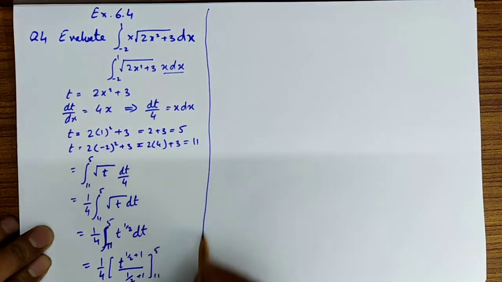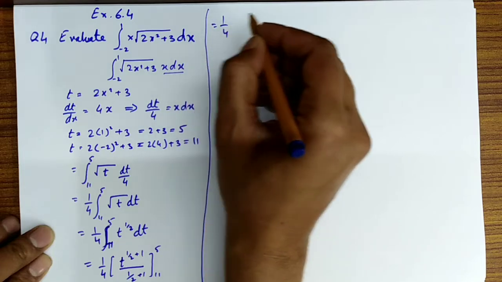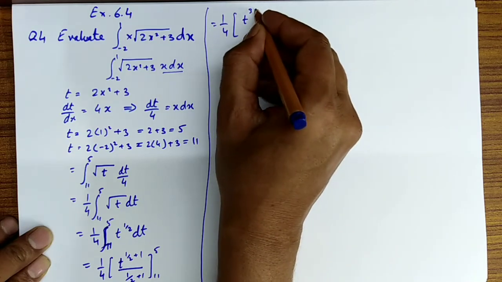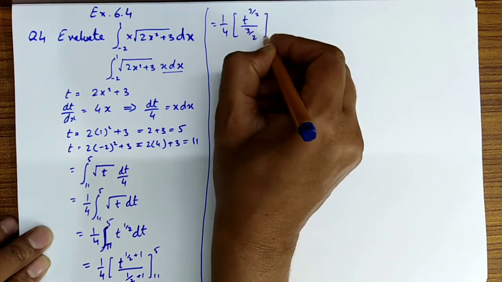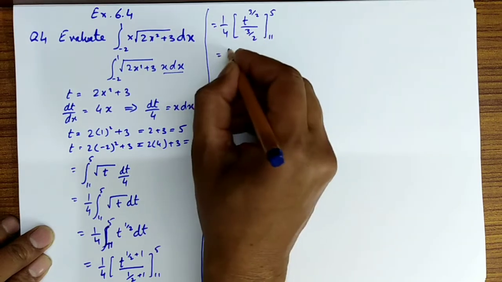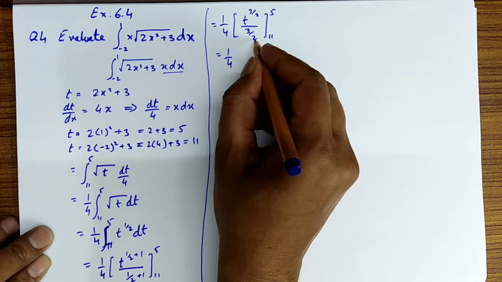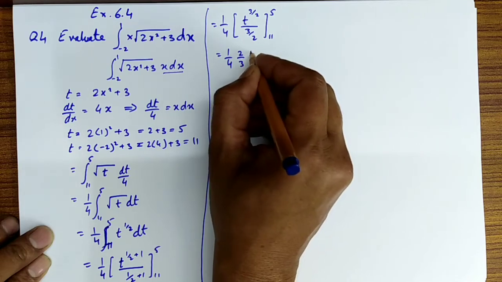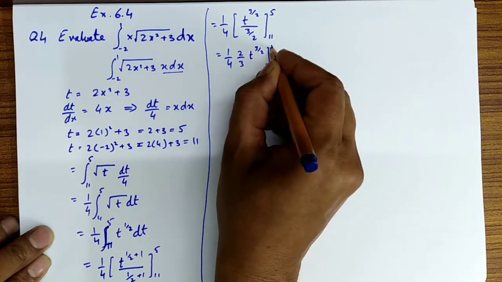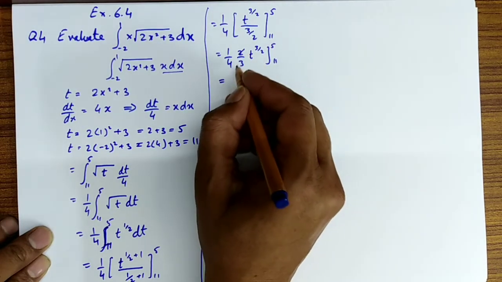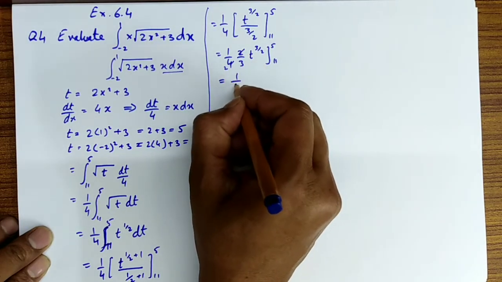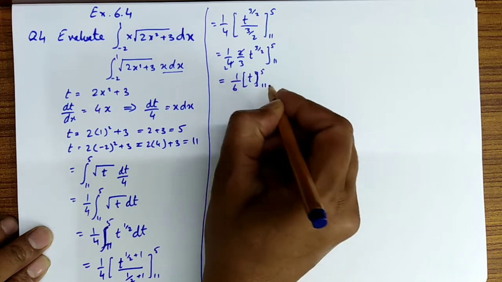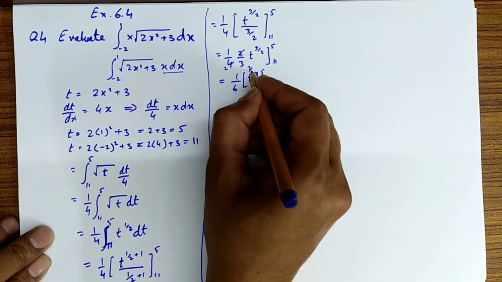1 upon 4, this gives me t power 2 plus 1, that is 3 upon 2, divided by 3 upon 2, with limits 5 and 11. 1 upon 4, and moving this 3 upon 2 to join with 1 upon 4 gives 2 upon 3, and this gives 3 upon 2, 2 1s are 2, 2 2s are 4, and this gives me 1 upon 6 t, and the limits are 5 and 11, and this is whole power 3 upon 2.